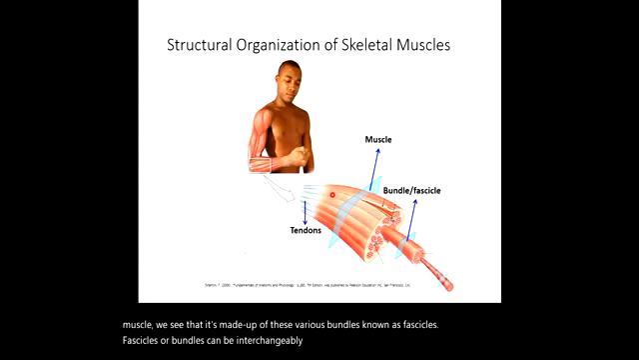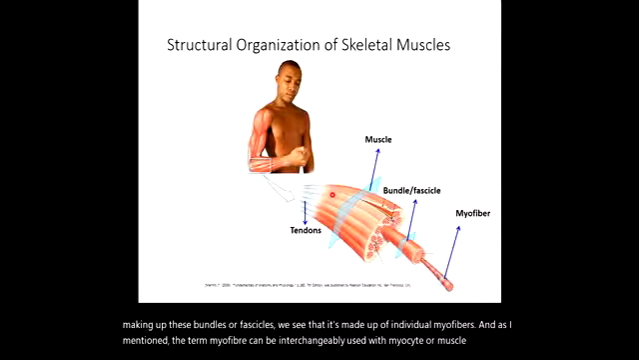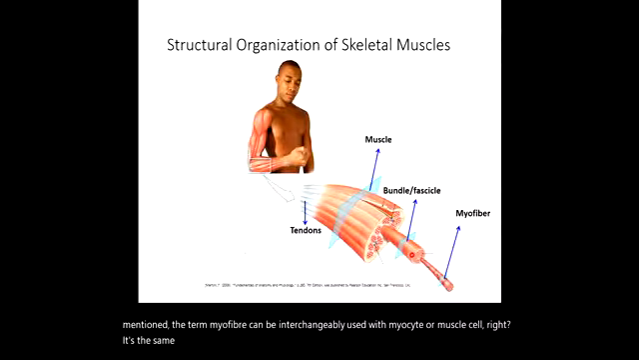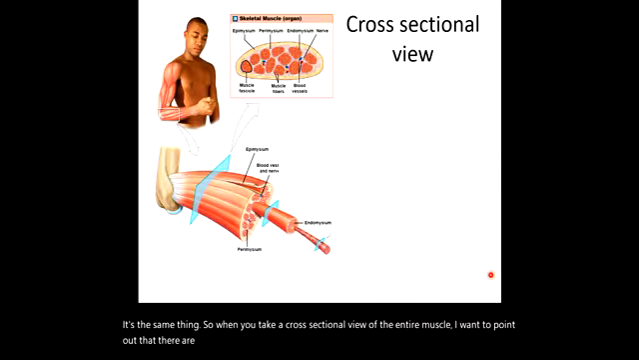And then if you were to tease apart what is making up these bundles or fascicles, we see that it's made up of individual myofibers. And as I mentioned, the term myofiber can be interchangeably used with myocyte or muscle cell, right? It's the same thing. So when you take a cross-sectional view of the entire muscle, I want to point out that there are some layers holding these structures together.